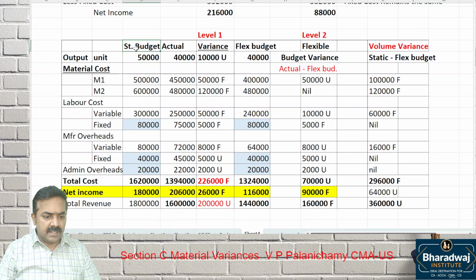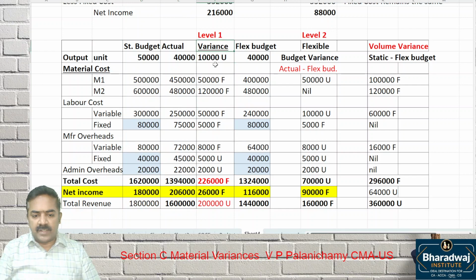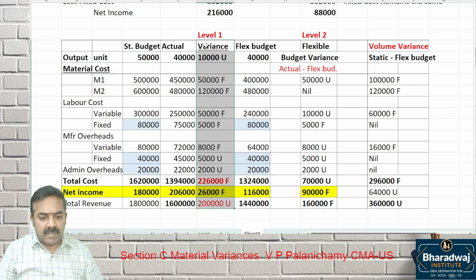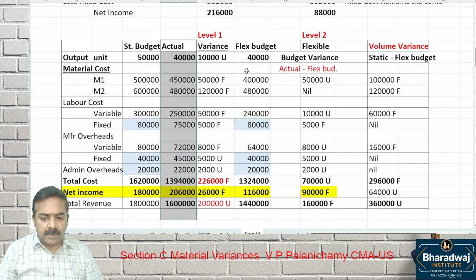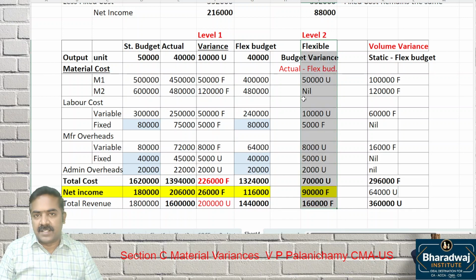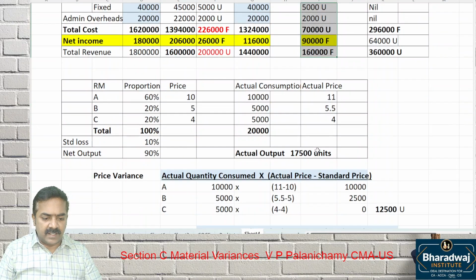We prepare a budget. With that we compare actual results. We call it what? Fixed budget variances, otherwise called total variances. And for the same actual level of output, we prepare a flexible budget and compare the actuals. That is called flexible budget variances.